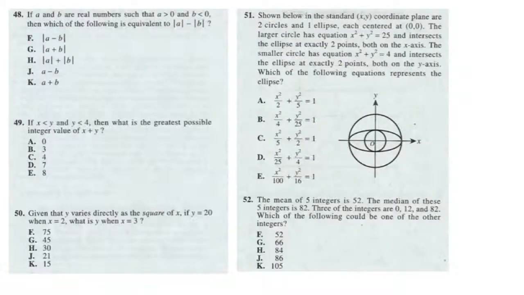Okay, number 48 is really kind of a tricky question. You are told that A is positive and B is negative, and you want to know which of the following is equivalent to the absolute value of A minus the absolute value of B. Well, I would pick a couple of numbers. Like I would say A is 4, and B can be any negative number, so I'm going to pick negative 5. And so over here, when I do the absolute value of 4 minus the absolute value of negative 5, I end up with 4 minus 5, which is negative 1.